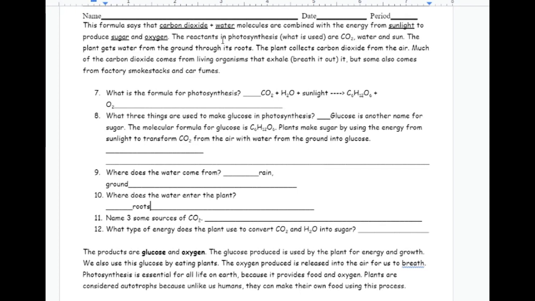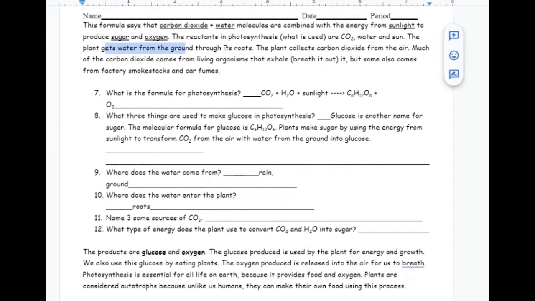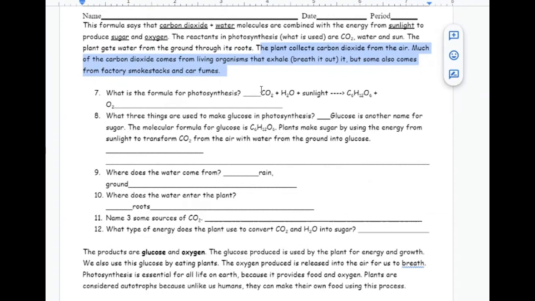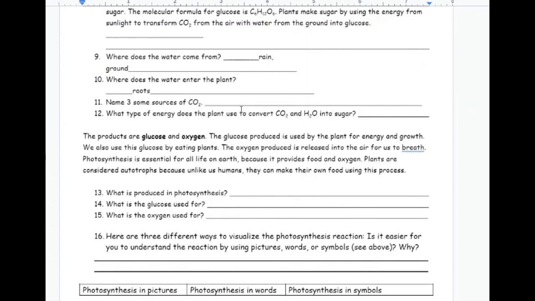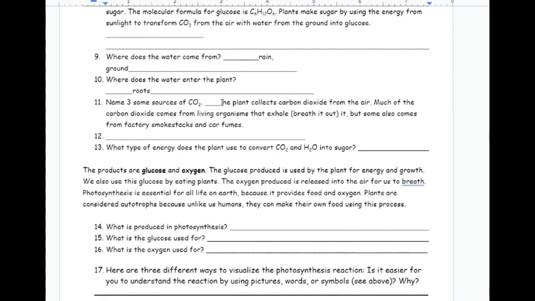Now we're in this paragraph here. It says the plant gets water from the ground, from its roots. Plants contain and breathe it out. But carbon dioxide comes from smokestacks, from car fumes, from volcanoes. There are lots of sources of carbon dioxide, even though it's not much in our atmosphere. So three sources. Control V.